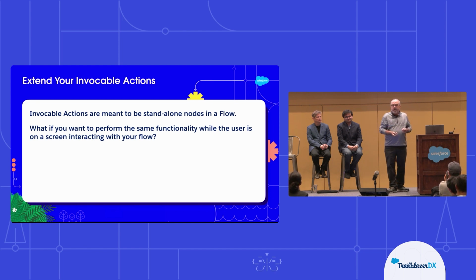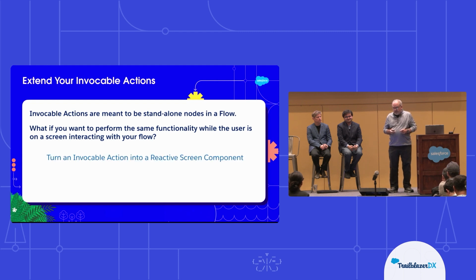This is especially important to me with a series of invocable actions out there that were developed to act upon collections of records: sorting, filtering, summarizing, a number of other things. These are all great actions that were standalone, but I wanted those actions to also be available to the users on a flow screen. So I came up with a way to turn any invocable action into a reactive screen component.